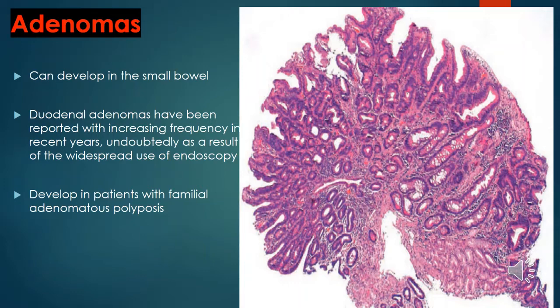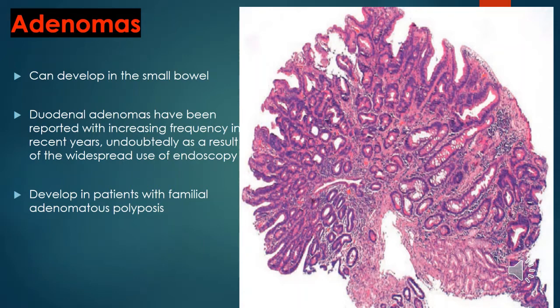If 75% of the lesion shows a villous-like appearance, then it's a villous adenoma. If it's between 25 to 75%, it is a tubulovillous adenoma. As with their colorectal counterparts, the incidence of malignancy is greater if the lesions are villous. This has to be remembered.